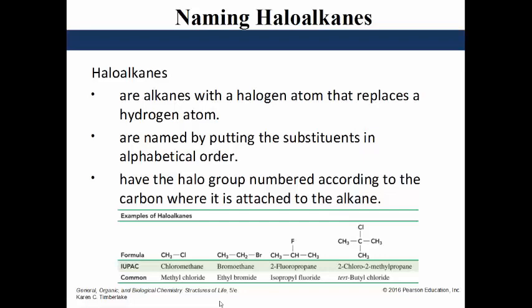For, say, this one, CH3 bonded to Cl. Well, that's a halogen, chlorine, so that would be chloromethane. That would be the IUPAC name. And the common name, methyl chloride. These all represent the same thing.